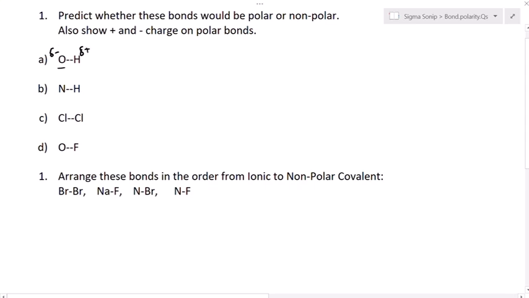In the case of nitrogen and hydrogen, again it's the same thing. Nitrogen is more electronegative, so it becomes negatively charged, and hydrogen becomes positively charged.